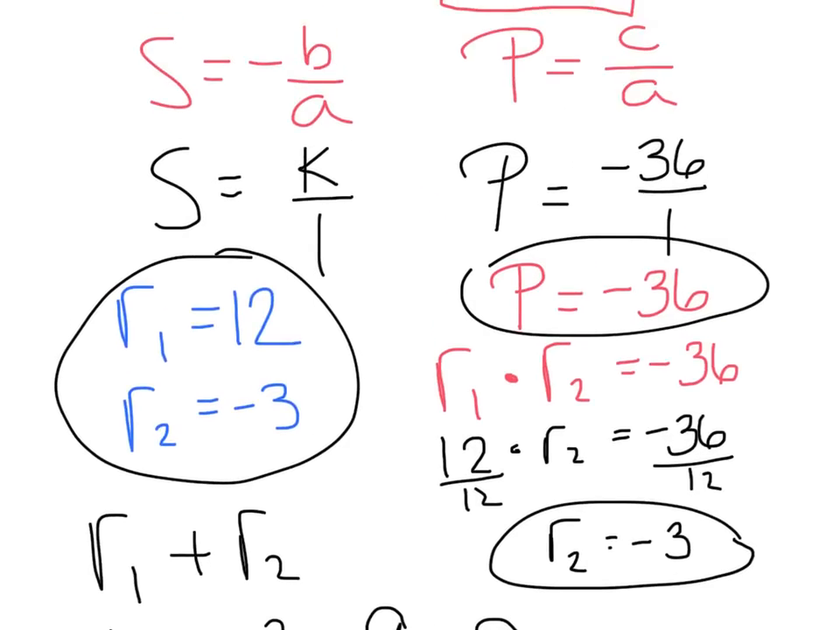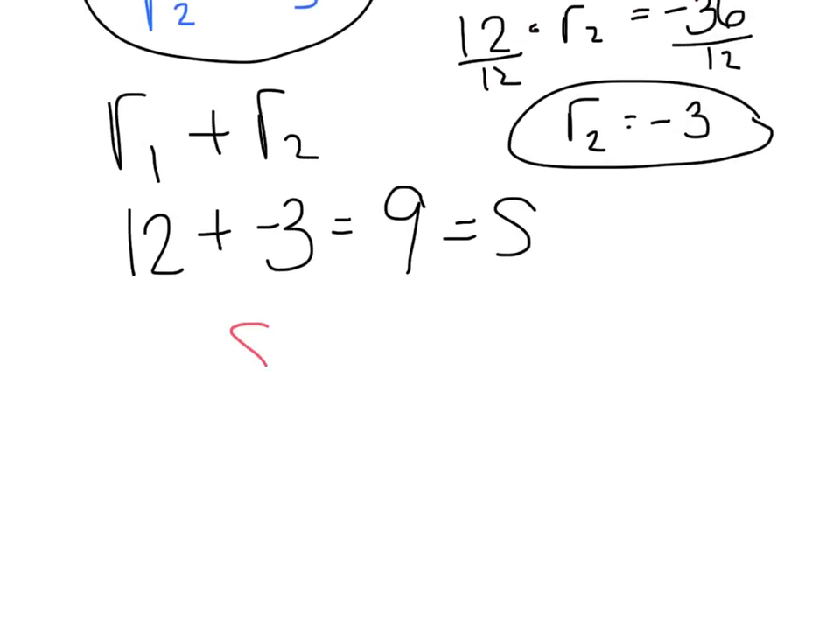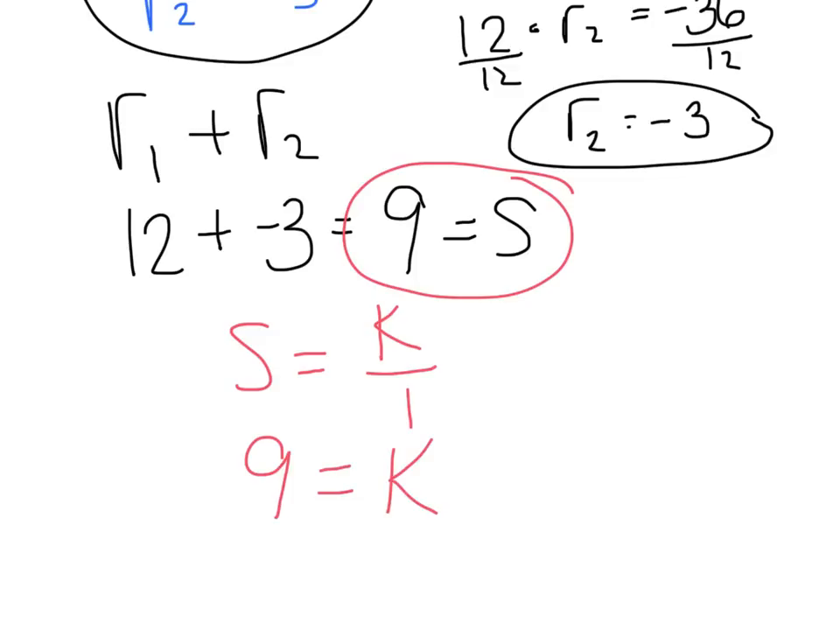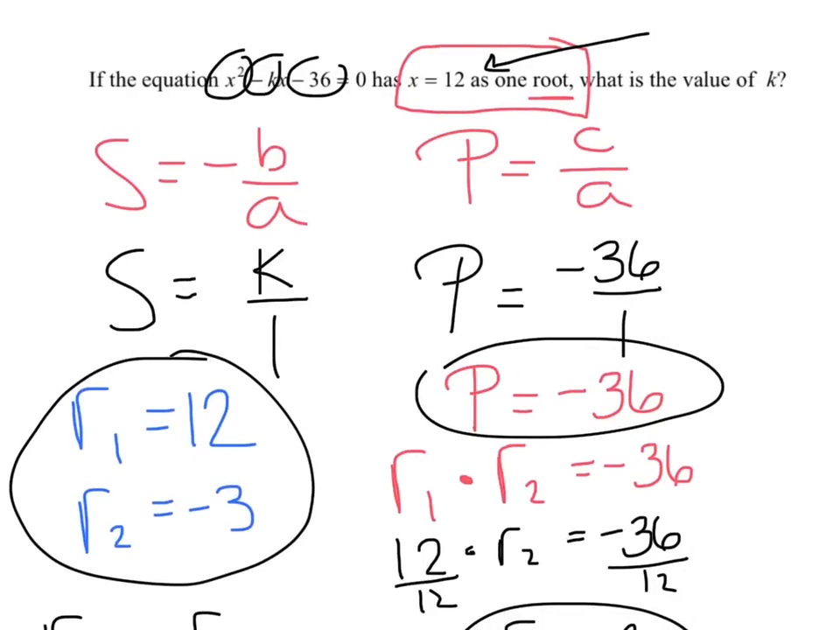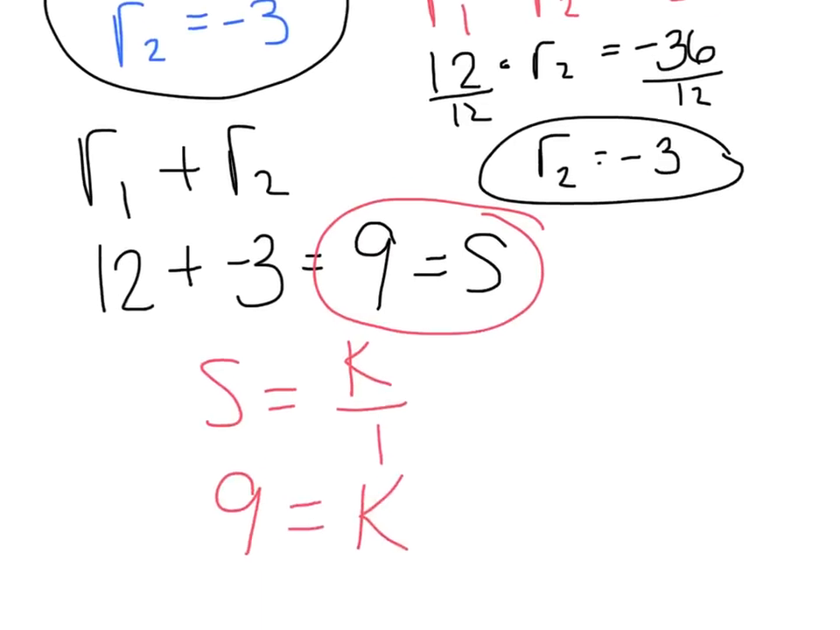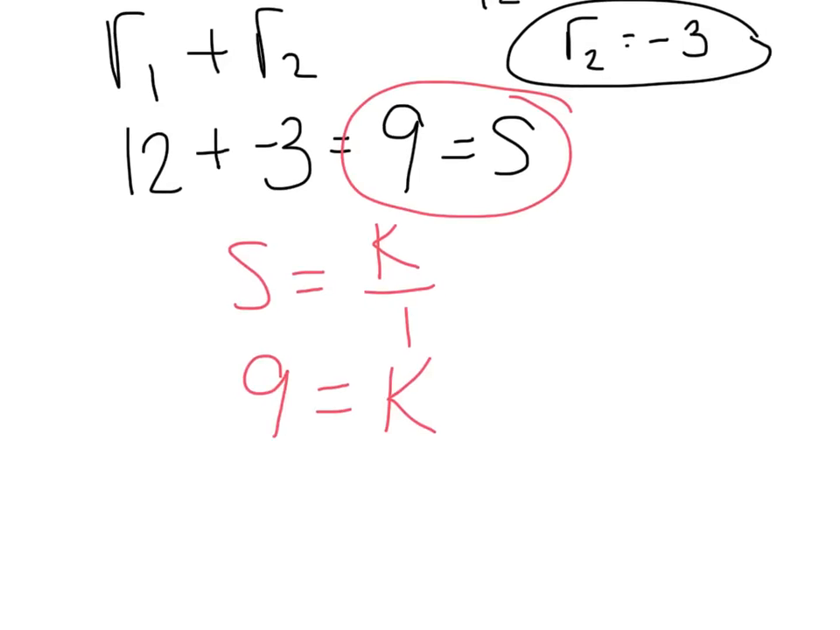The sum, we said, is equal to k over 1. And I now know the sum is 9, so 9 is equal to k. Okay, 9 is equal to k. And the question just says, what is the value of k? And we've got it figured out nice and easily there. All right, so just be careful. When you figure out the sum, figure out the product, and you're in good shape.